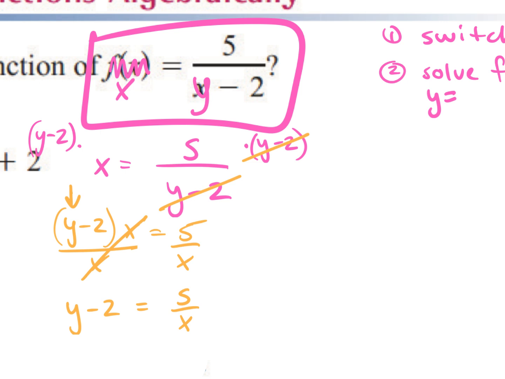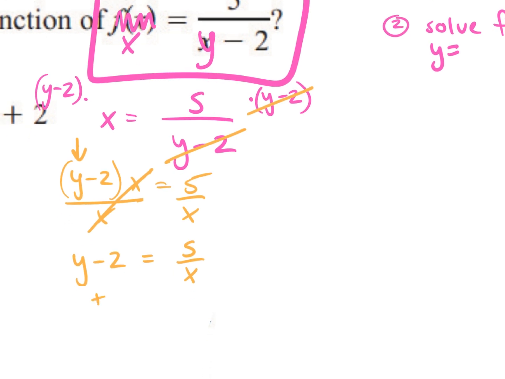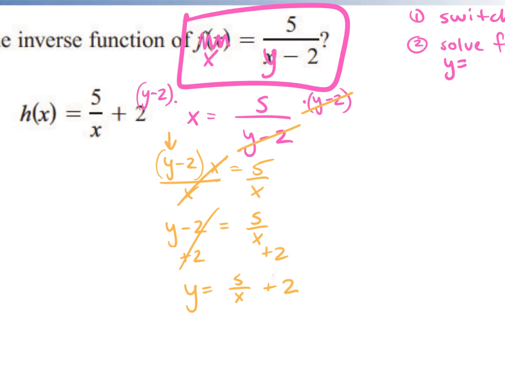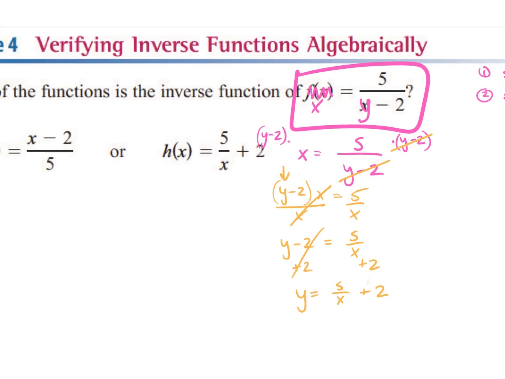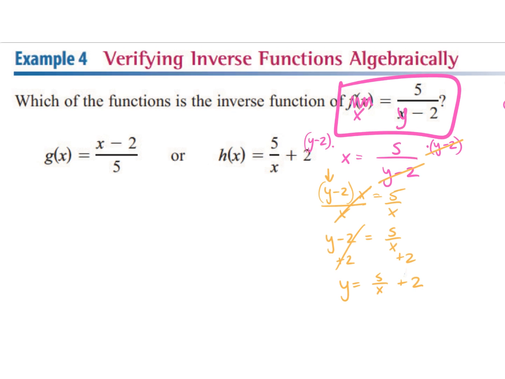What do we do next? Add 2. So y is equal to, that 5 over x stays the same, and then we just add 2 to it. So y is equal to 5 over x plus 2. Which one does that match? Does it match G or H? H, awesome. So H would be our inverse.